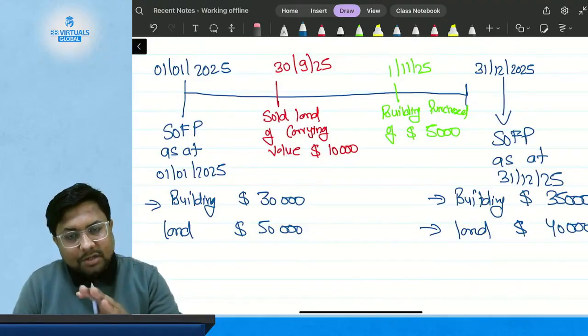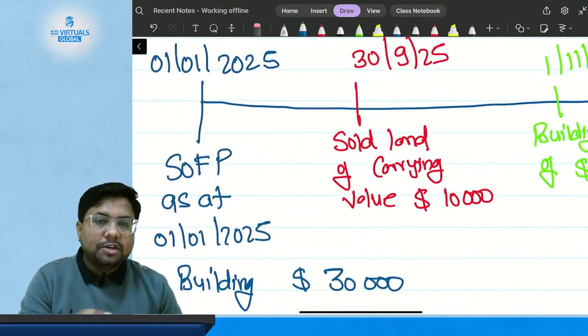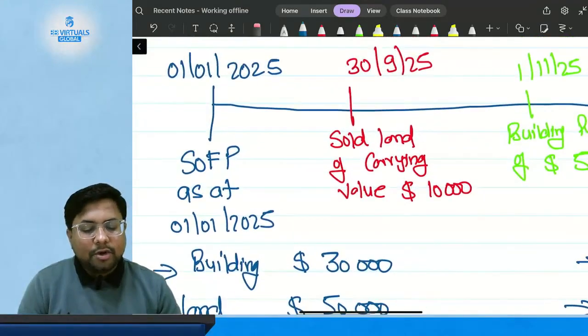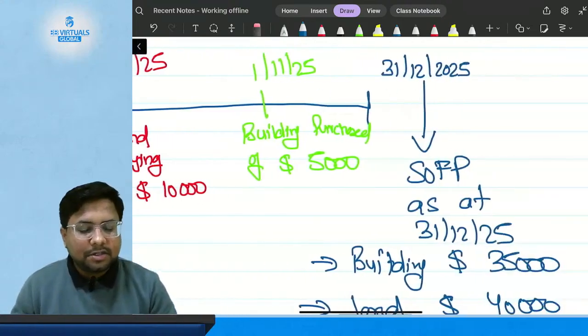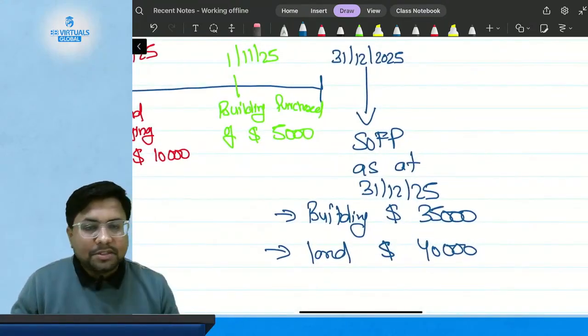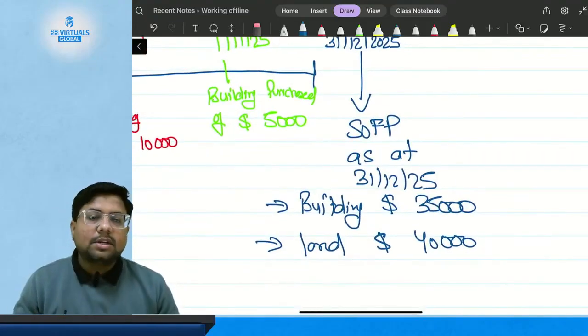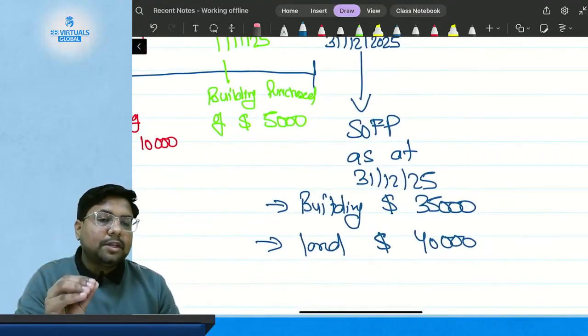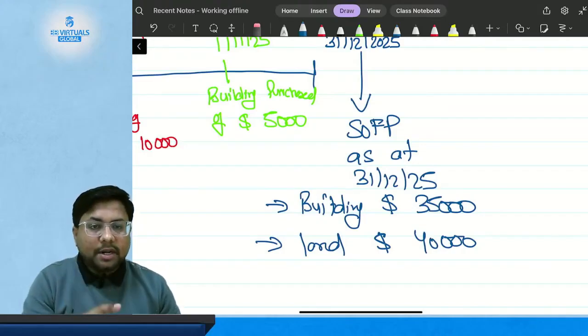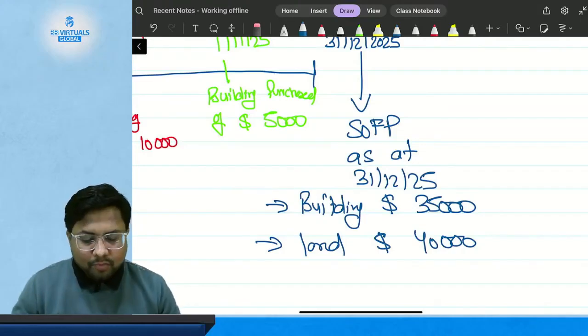So the financial position will be of a particular date. As on 1st of January 2025, my financial position is this. Then during the year I have done certain transactions. So because of that, my financial position as on 31st of December changes to this. So what I am trying to say is that financial position will only show you the data of a particular date, of a particular time. Okay.